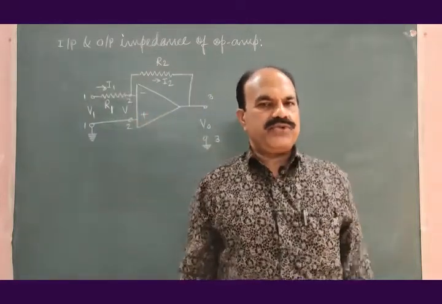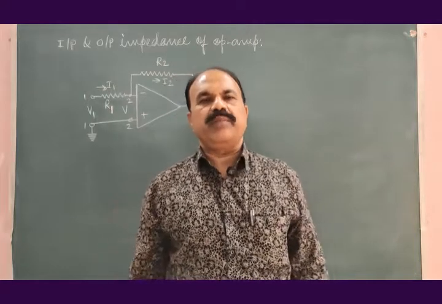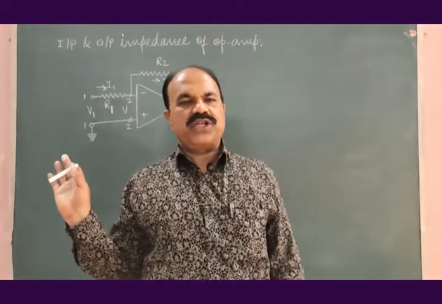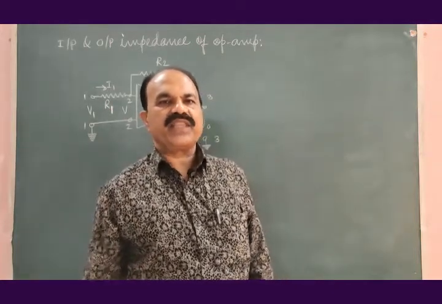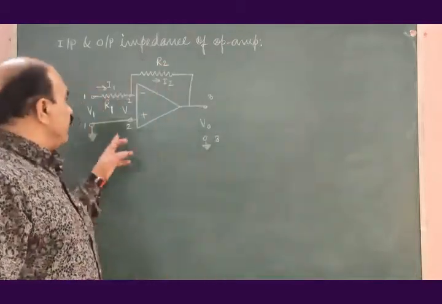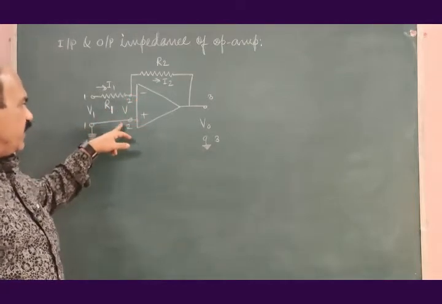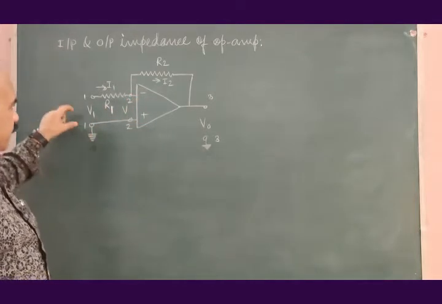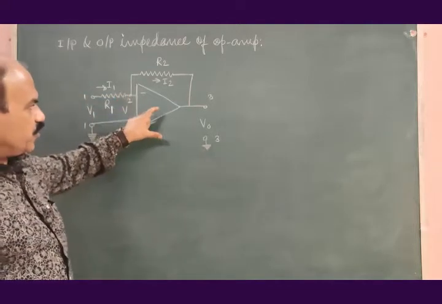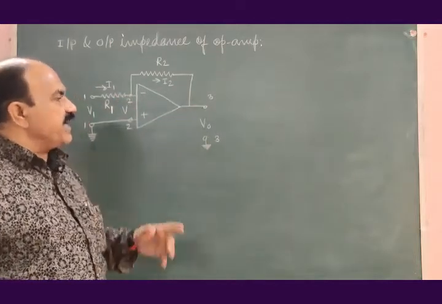Simple circuit diagram to study input and output impedance of operational amplifier. Here the operational amplifier is connected in inverting mode. Input V1 is given to inverting input. Non-inverting input is grounded. These terminals are taken as 1, 1. These are taken as 2, 2. Output voltage is VO. These two terminals are taken as 3, 3.